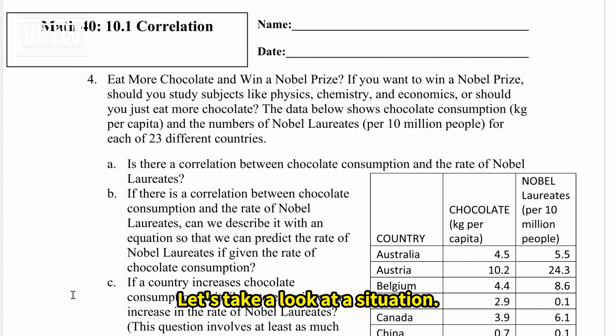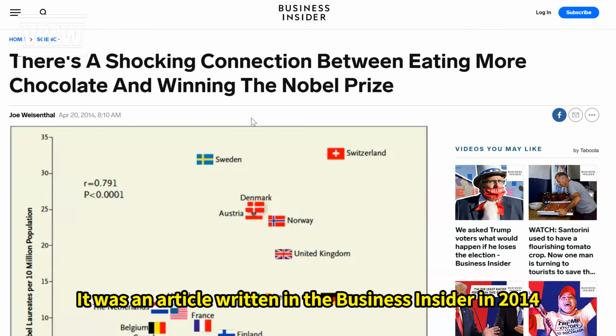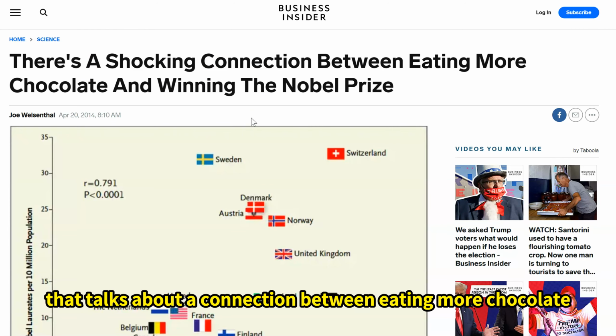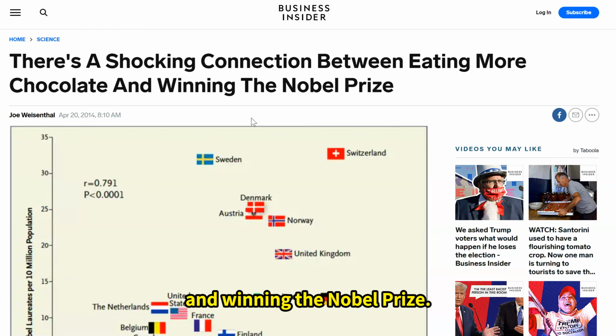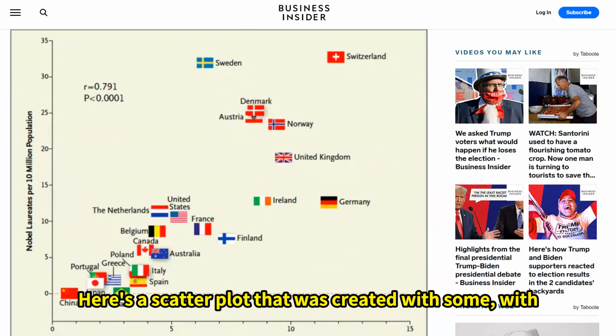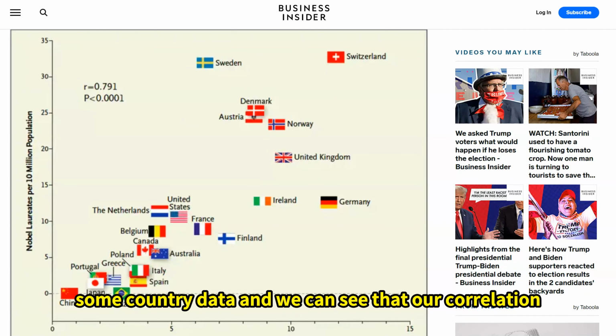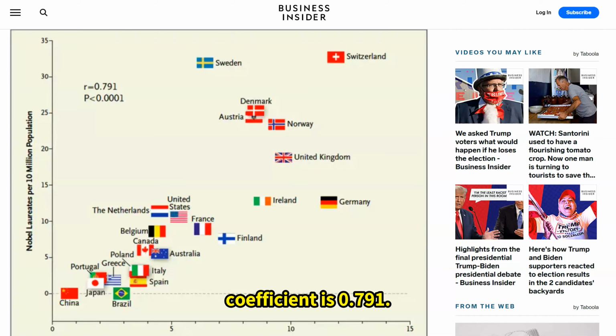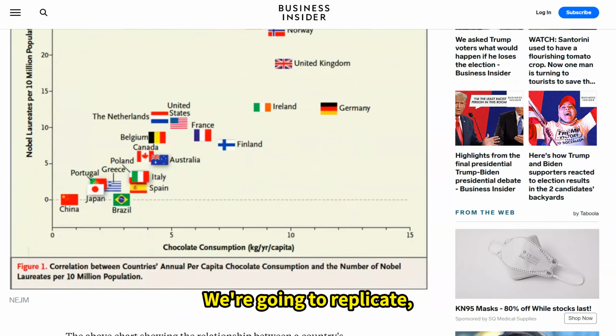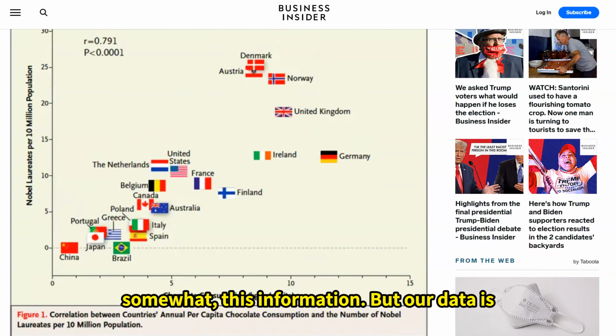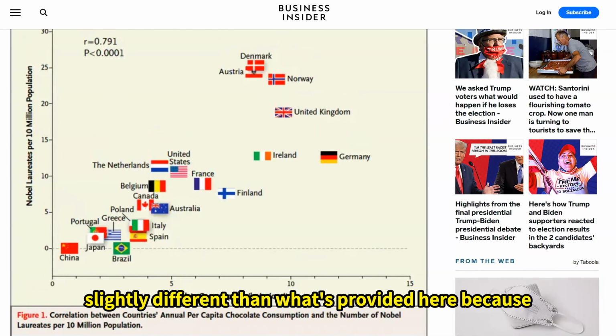Let's take a look at a situation. There was an article written in the Business Insider in 2014 that talks about a connection between eating more chocolate and winning the Nobel Prize. Here's a scatter plot that was created with some country data, and we can see that our correlation coefficient is 0.791.